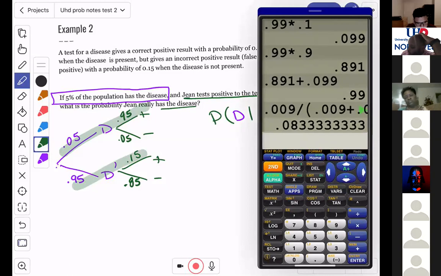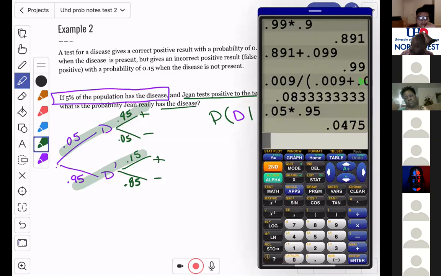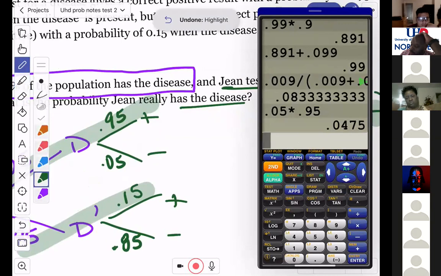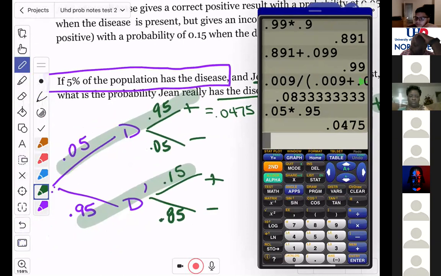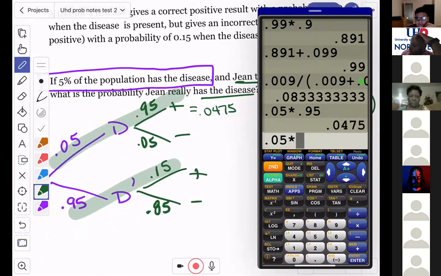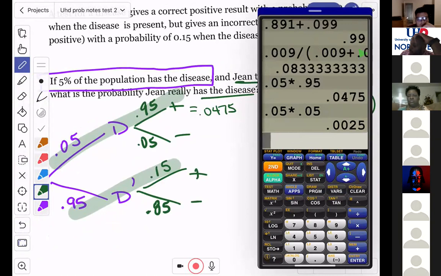So on that top branch, 0.05 times 0.95, 0.0475. We can finish calculating all branches, by the way. I like to calculate all branches just to be on the safe side. This should also be 0.05 times 0.05, 0.0025. Add those up, you're going to get 5%, right?